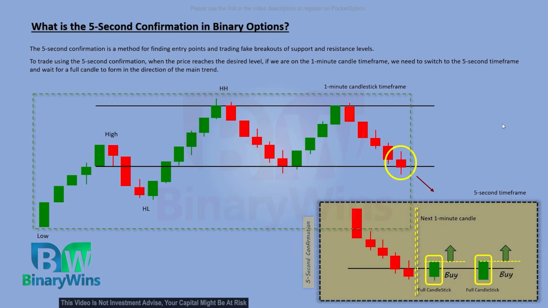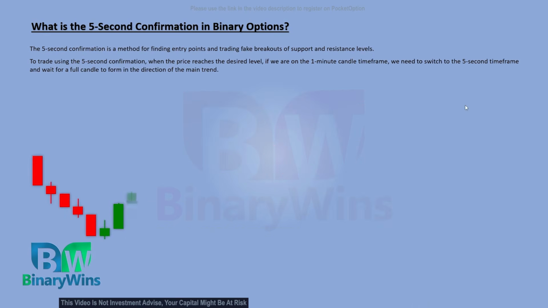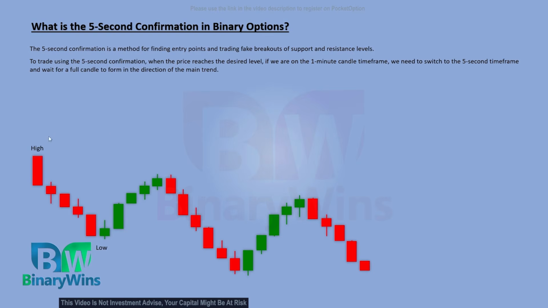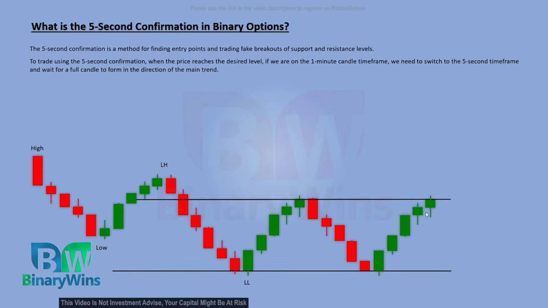In this way, the 5-second confirmation trade is called. So, note that since our trend was an uptrend, there was a possibility of a false break of the support level. Similarly, for example, in a downtrend, where we have confirmations of the trend, higher high, lower high, and lower low.